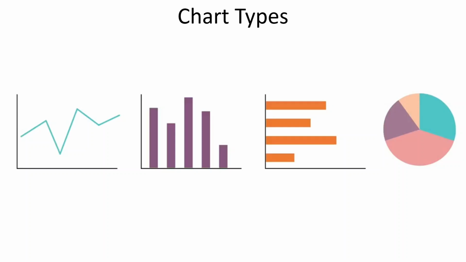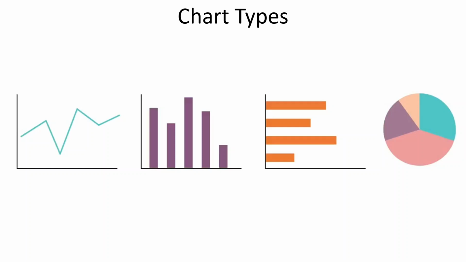Horizontal bar charts are also good for comparison, but they work better when you have a lot of values to compare, since it's often easier to arrange the charts to be taller than it is to make it wider. And then we have our beloved pie chart, when you want to visualize percentages of a whole.